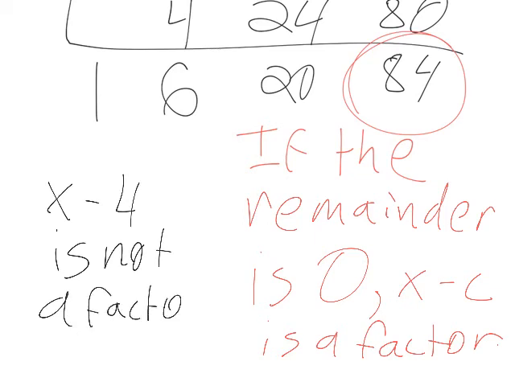Now we'll be using this technique in section 3.3 to help us find the zeros of some polynomials that we're given. We'll use this to eliminate binomials that are not factors of our polynomial, and to check the ones that are factors to make sure that we get 0 as a remainder. So we will be using this technique as we move on through.